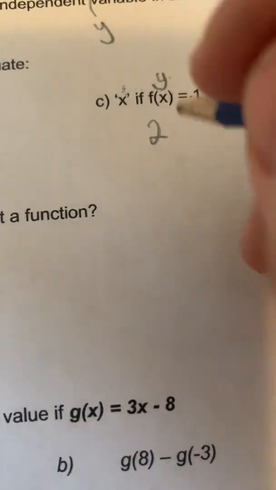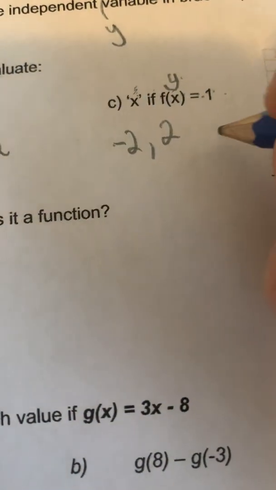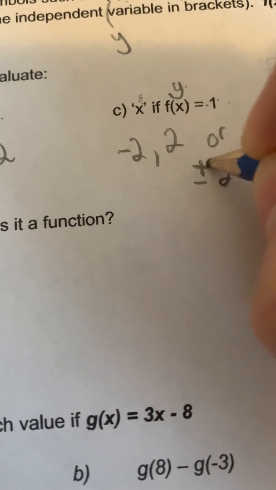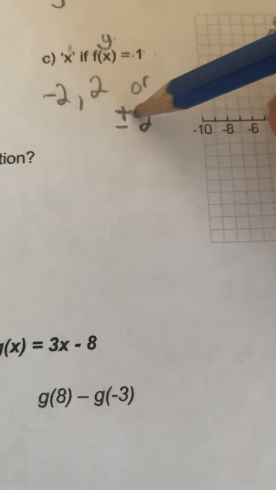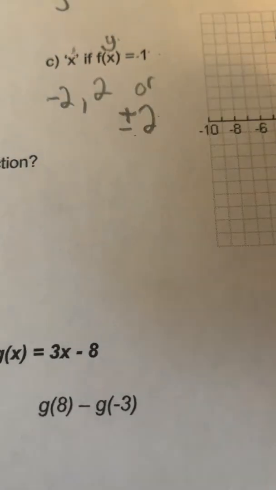So you could write this two ways. You could do negative 2 and positive 2, or you could write it as plus or minus 2. That means a positive 2 or a negative 2. Or you can write it this way, it doesn't matter. Okay, so that's how you get them from the graph.